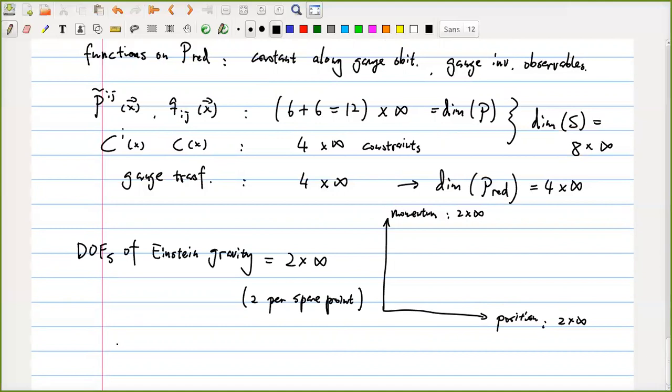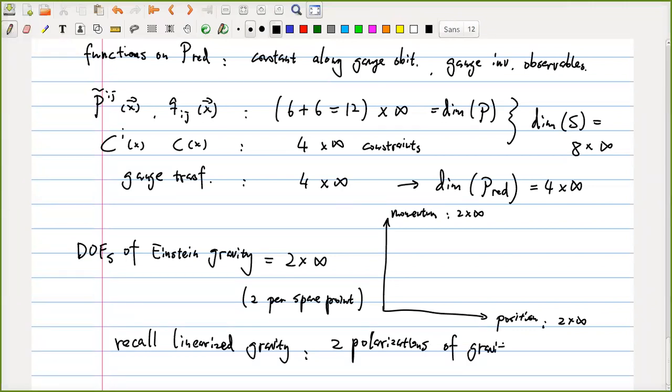And you can also compare with what we learned for linearized gravity. You find indeed the number matches, because for linearized gravity, for gravitational waves, you have 2 polarizations. So for gravitational waves, you exactly find there are 2 polarizations if you fix the momentum k. Here, if you fix a space point x, you get exactly 2 degrees of freedom. And these 2 match. So this is the result of this counting.